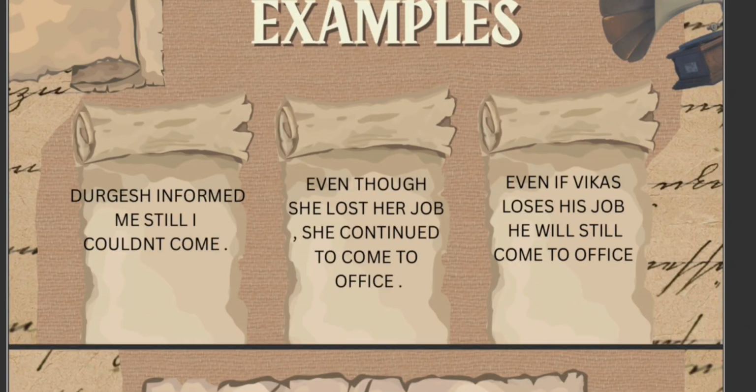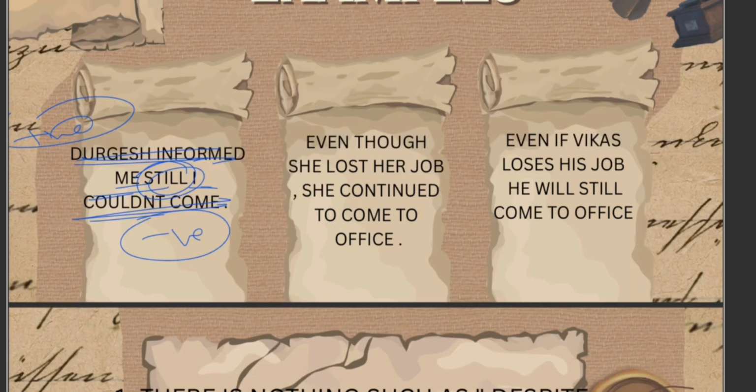A couple of examples. Durgesh informed me, still I couldn't come. Durgesh informed me, still I couldn't come. Durgesh informed me, positive sentence. I couldn't come, negative sentence. The type of conjunction used out here is, students, adversative.